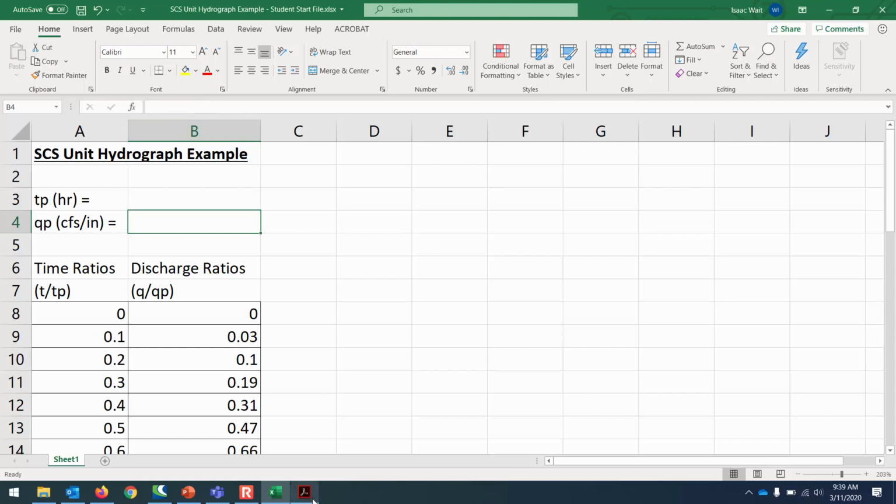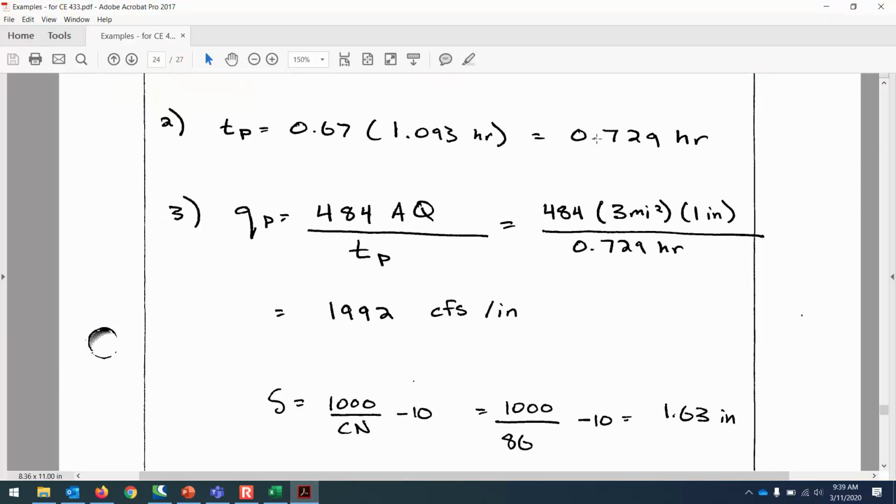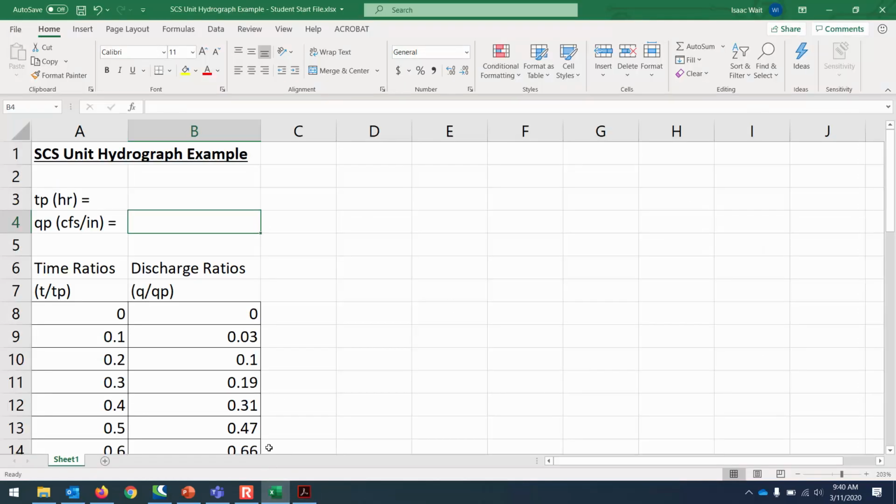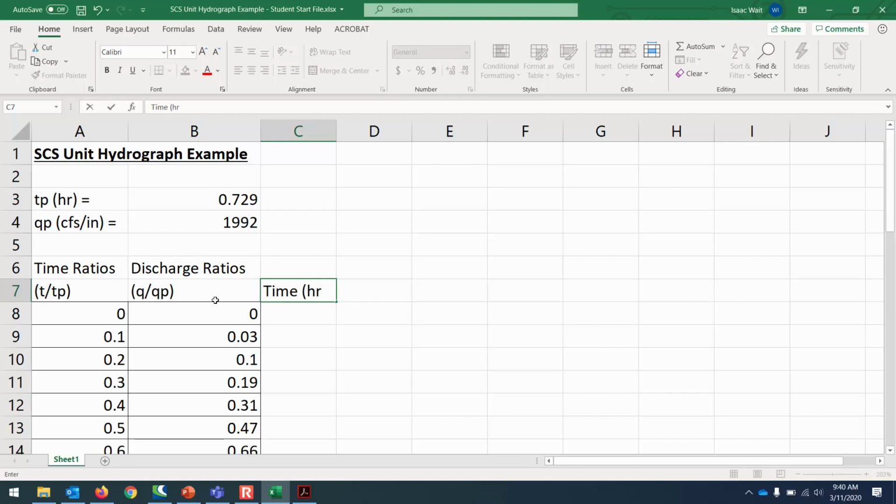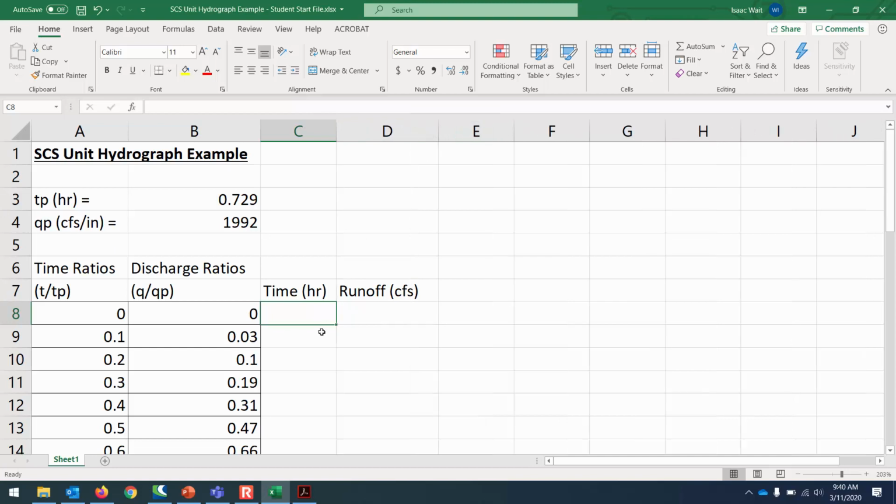Okay. So the time to peak is 0.729 hours, and then CFS per inch, 1992 CFS per inch. So we're going to have time in hours, and then runoff in CFS. That's ultimately what a hydrograph is: runoff versus time.